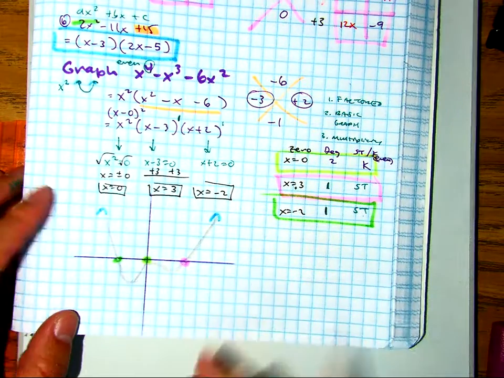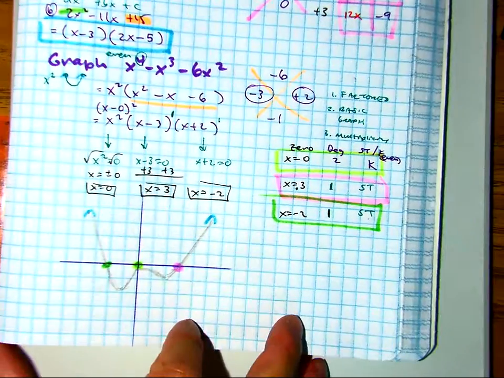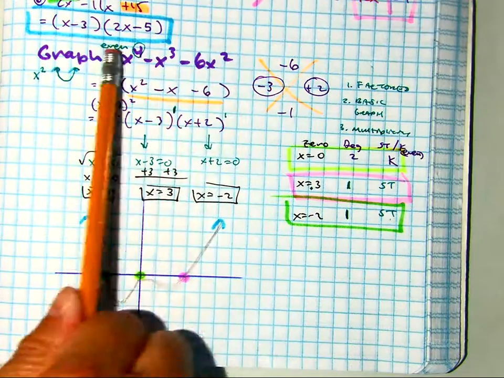So there's my graph. So in this problem, the only difference is that the polynomial was not factored and you just have to graph it.